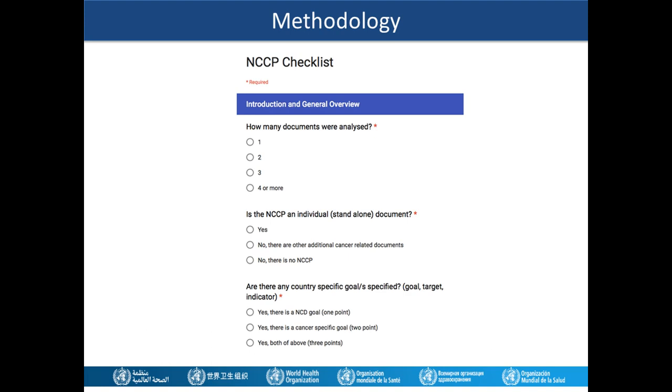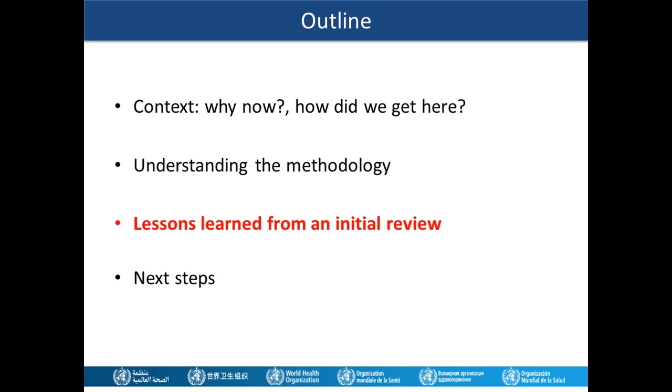And the last step was to consolidate this into a Google form. If my share screen works, I'll be able to show you exactly how this Google form works. But I did a snapshot just to be sure you could see. What it effectively allowed us to do was use checkboxes. So here's the beginning of a checklist. We would ask how many documents were analyzed for the specific country. Is it an NCCP or is it associated with an NCD plan? Are there country-specific goals, targets, etc.? And this was an 80-point questionnaire.